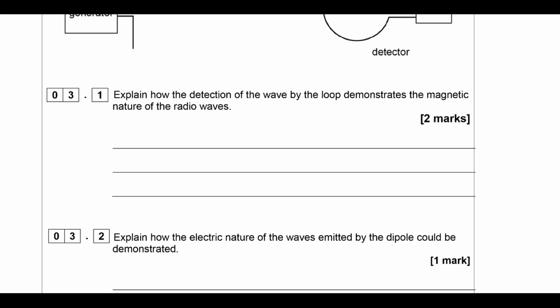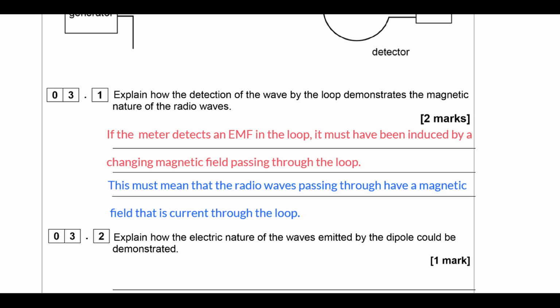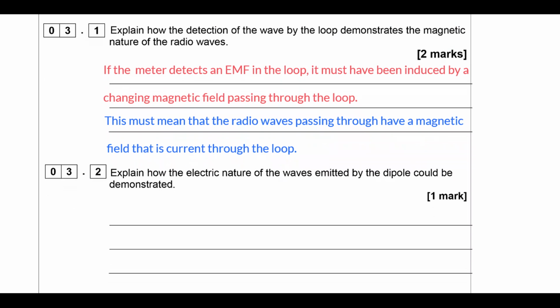And what's created that changing magnetic field? Well, it must be the waves that we are sending towards the loop that are cutting through it. So that's what we're concluding there. Okay, so that's what we've got there. So that's how we know there's a magnetic field.